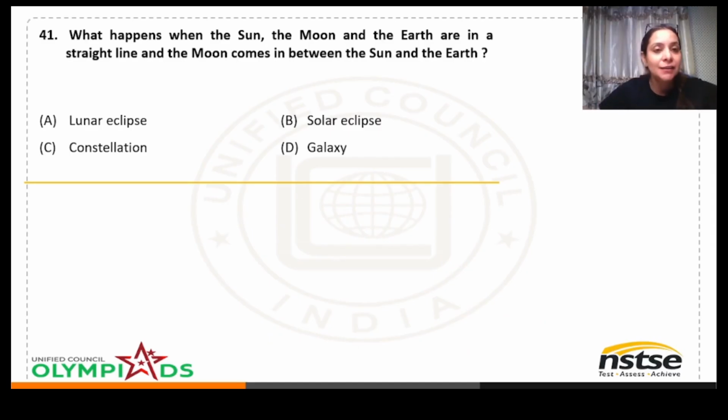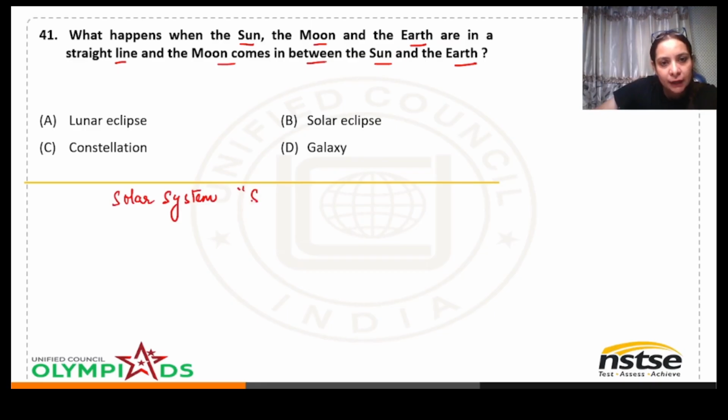Now the question says, what happens when the sun, the moon and the earth are in a straight line and the moon comes in between the sun and the earth? So here we have a question where a situation is given with sun, moon and earth. So first we are talking about sun, moon and earth. Let me tell you, as you all know, the solar system comprises the sun and the planets. All planets are revolving around the sun. Okay, and all planets are special because they have certain special features.